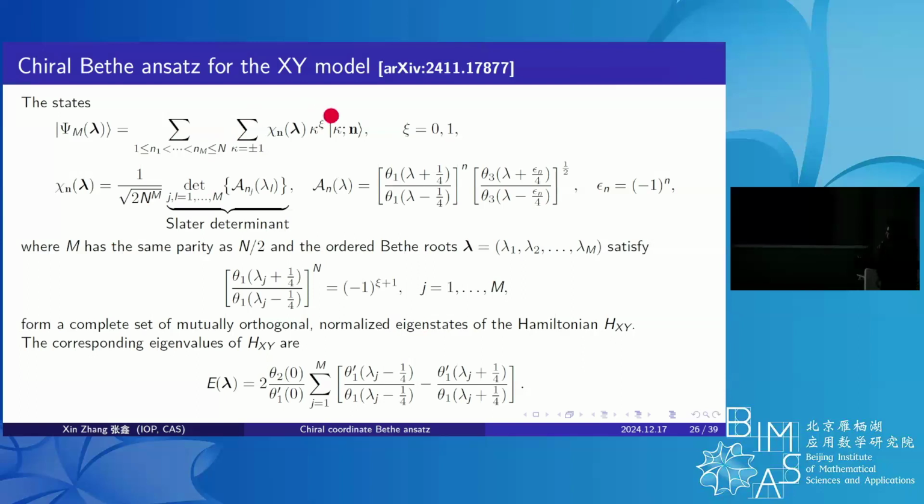The wave function here can be given by a very simple determinant. In this determinant, the elements of the matrix are simple functions of this lambda. This epsilon n is just the parity of the system size. Here m, the number of Bethe roots, has the same parity as n/2, and these Bethe roots satisfy this very simple Bethe ansatz equation. The states constructed in this way form orthogonal and normalized eigenstates of the Hamiltonian. The corresponding eigenvalues of the Hamiltonian can be given by this form. So once we get the solutions for these Bethe roots, we can get the spectrum of the Hamiltonian.